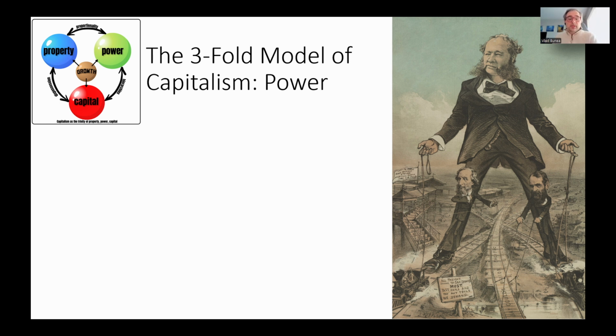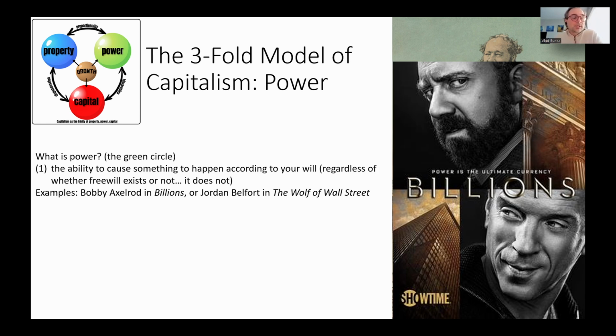The next element in the model is power. It's the green circle right there, and it has itself a few elements. One of the first elements is that power is considered as an ability to cause something to happen according to your will. A caveat to this is that it happens regardless of whether free will exists or not. And I will argue that free will does not exist. It's a very important conversation to have within the heterodox economics camp. But we operate with the assumption that we have free will to decide what we do.